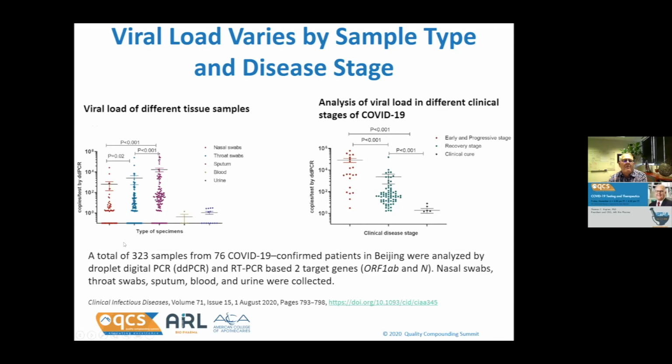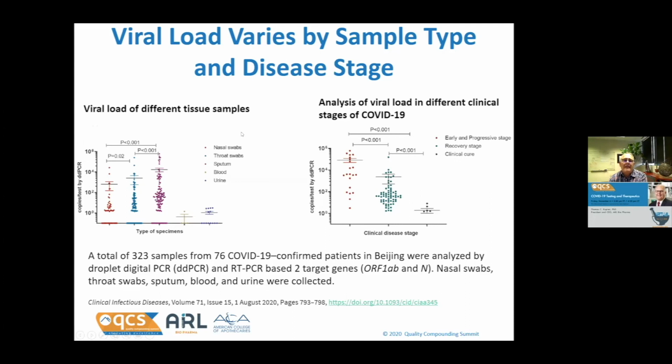So this was taken from about 323 samples in Beijing, and that was analyzed for 2 target genes listed here. But you can see they looked at margin of errors and also the probability. Remember from our statistics, the lower the number of the p-value, the greater the significance that one would expect. And so you can see that data presented here. And again, over here, the right side of the slide, the analysis of the viral load in different clinical stages.